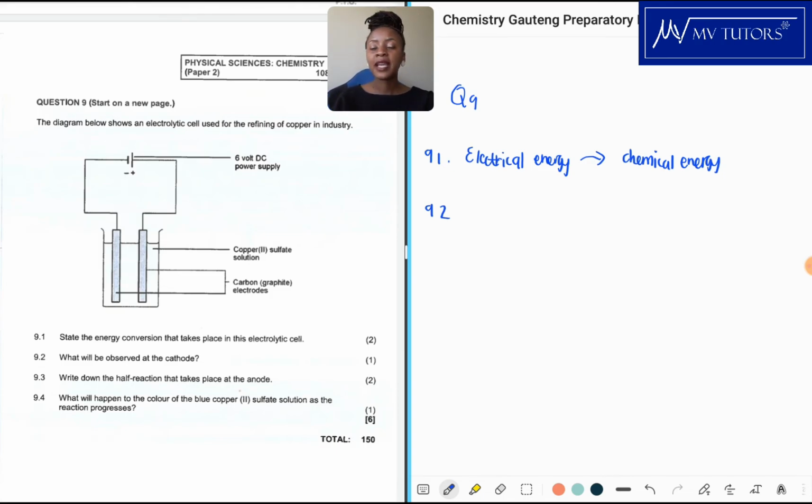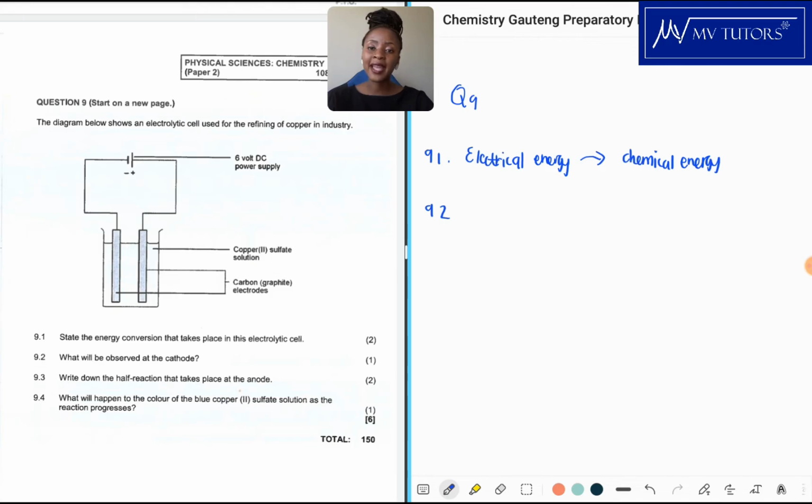At the cathode, that's where reduction occurs. At the anode, that is where oxidation occurs. You have your copper(II) sulfate solution, and we have carbon electrodes, which are carbon because they are chemically inert. They will not form part of this reaction.